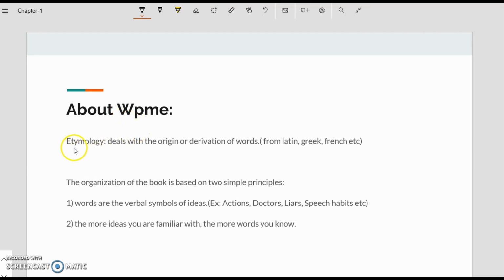Word Power Made Easy deals with etymology. This is very important for us. Word etymology is nothing but the derivation of the word: how it is generated, why it is called that name, how it is given that name. So it deals with the origin or derivation of words. The English language is a mixture of three to four kinds of languages, that is Latin, Greek, French, etc. So every word has a story of why it is given that name.